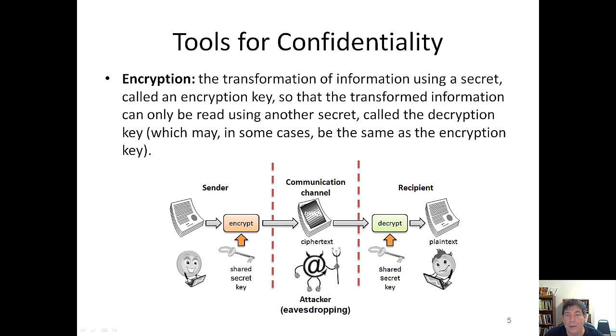Encryption is the transformation of information using a secret called an encryption key, so that the transformed information can only be read using another secret called the decryption key, which may, in some cases, be the same as the encryption key. And here you see a diagram of the sender encrypting the plain text, sending it over a communication channel, and the recipient decrypting it with the same shared secret key.